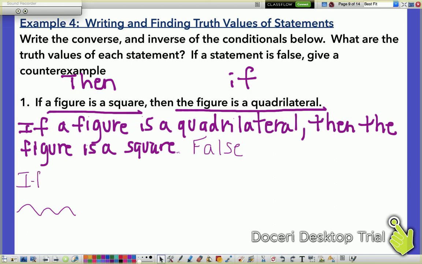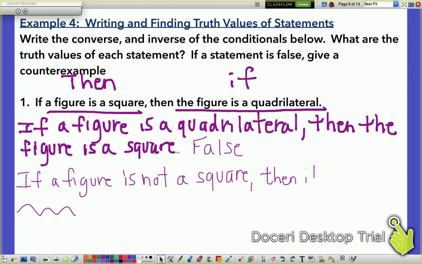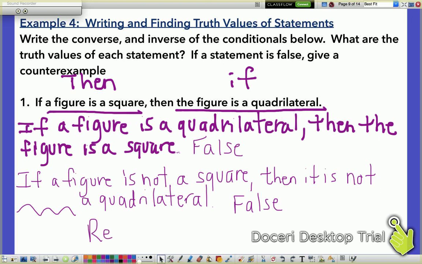So if a figure is not a square, then it is not a quadrilateral. Okay, so that's false too. Like I said before, rectangle. Okay, there's my counterexample.